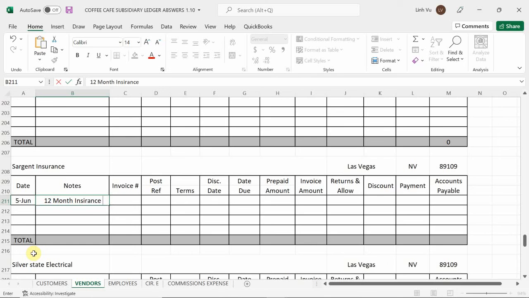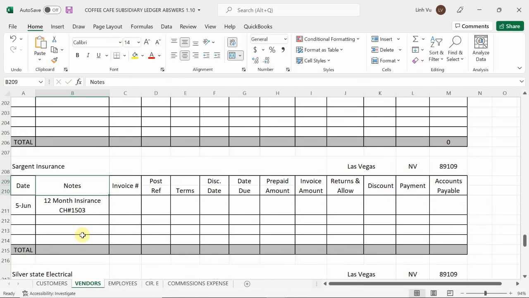Other things I can say here is I also cut a check number 1503. I can even put in that since I bought the 12-month insurance, it is roughly going to be $195.83 per month. Okay, and I paid it by using check number 1503.